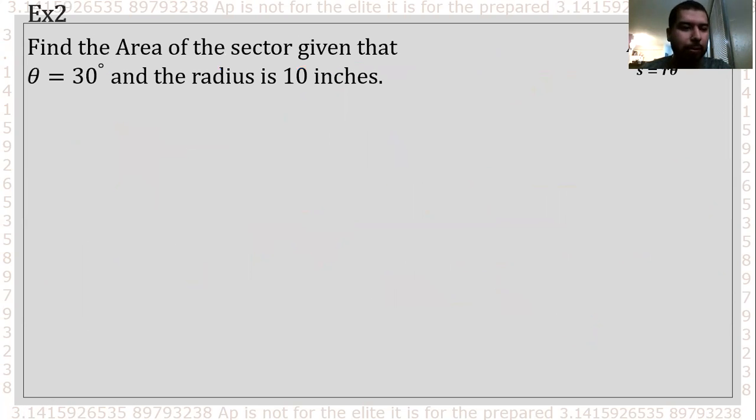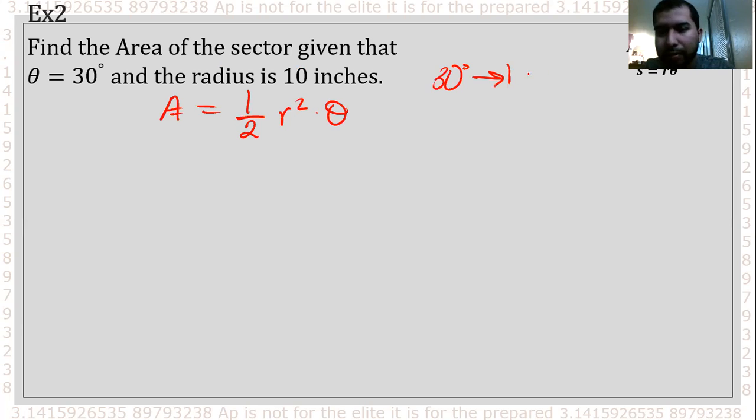For the next part, we're going to find the area of a sector, given that our theta is 30 degrees and our radius is 10 inches. Go ahead and pause the video and find me the area of this sector. The equation for the area is equal to 1/2 the radius squared times theta. The only restriction is that 30 degrees must be converted to a radian.